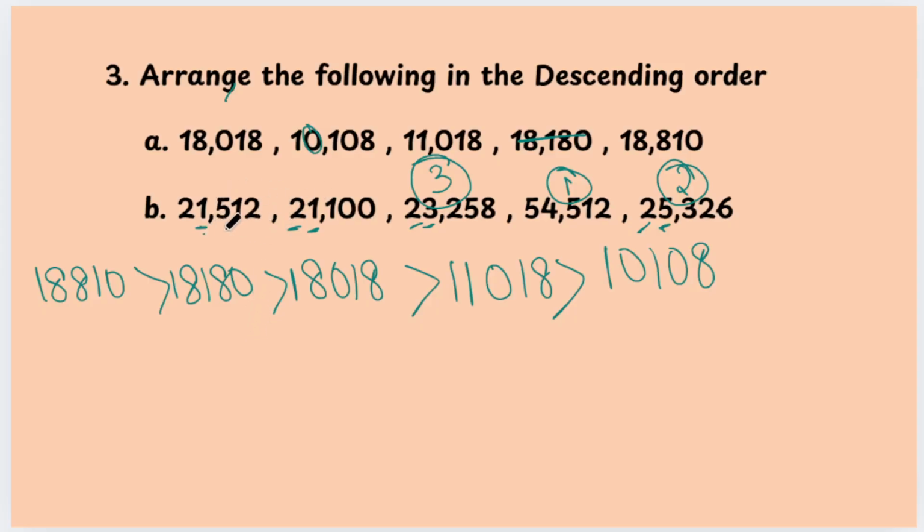Among 1 and 1, we can't judge it. So we'll move on to the third digit, which is 5, 1. 5 is bigger or 1 is bigger? 5 is bigger. So we're going to write this as the fourth one and this one as the fifth one.